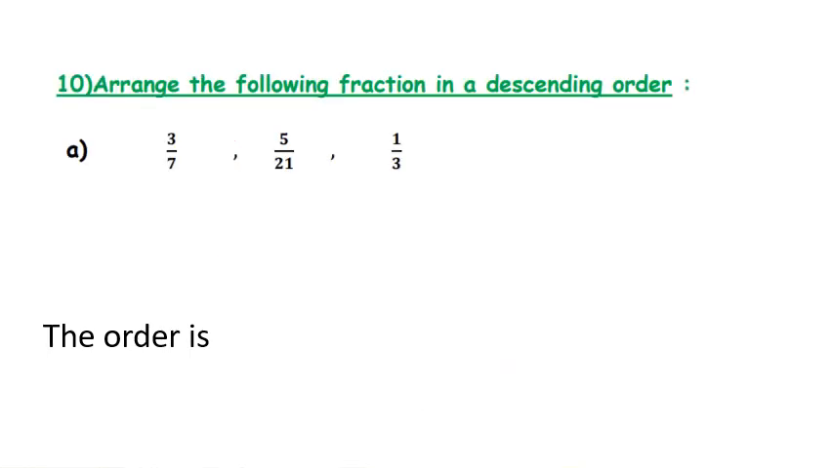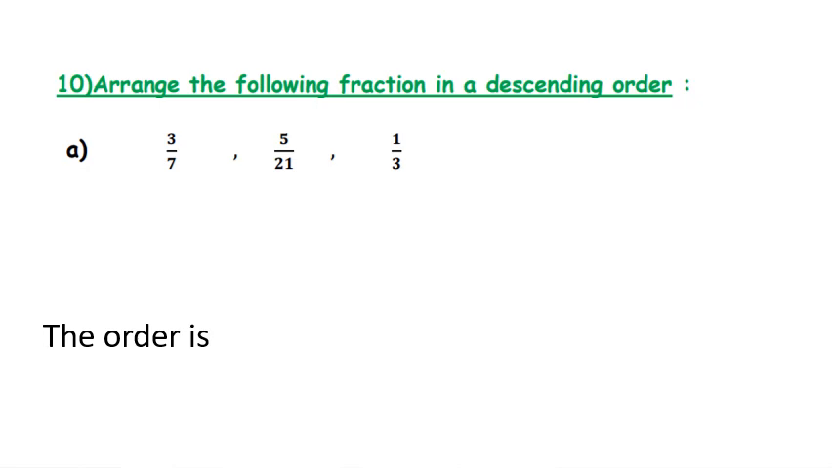Arrange the following fractions in descending order. I have here 3 out of 7, 5 out of 21, and 1 out of 3. Okay, look at the denominators. Where is the greatest denominator here? The greatest denominator is 21.